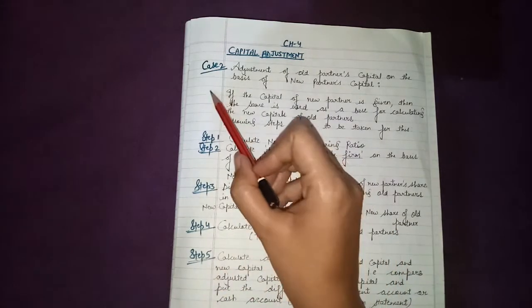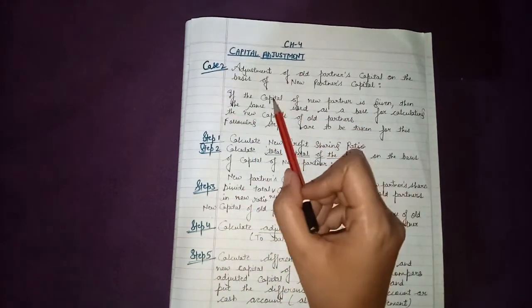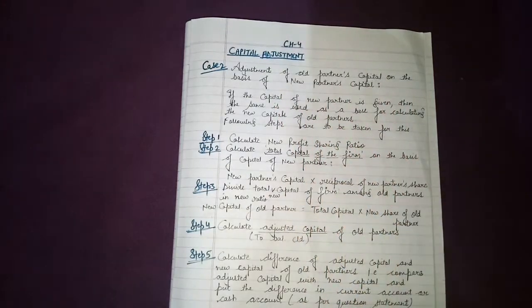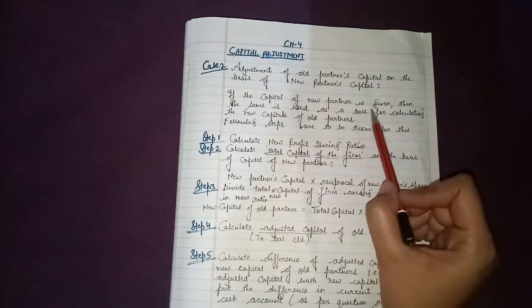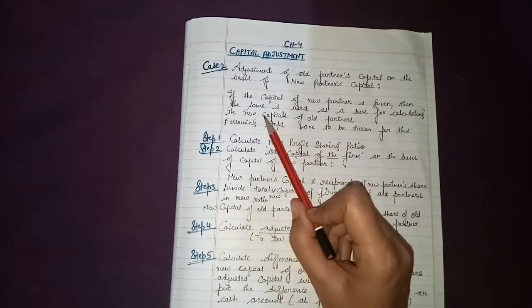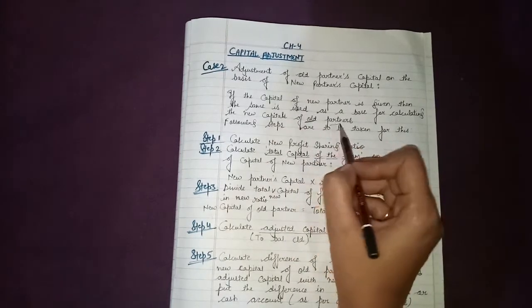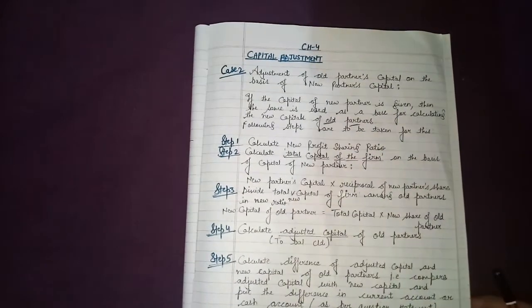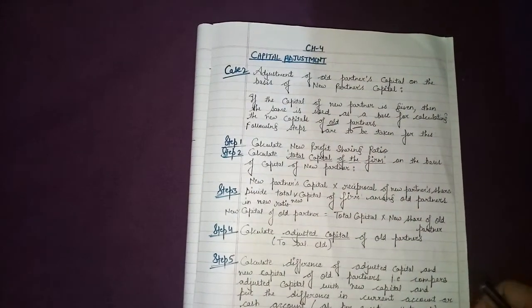Today we will discuss case 2 of capital adjustment, that is, adjustment of old partners' capital on the basis of the new partner's capital. It means on the basis of the new partner's capital we have to calculate the new capital of the old partners. Clear? If the capital of the new partner is given, then the same capital is used as a base for calculating the new capital of the old partners. Clear? In this case we have to calculate the new capital of the old partners on the basis of the new partner's capital.